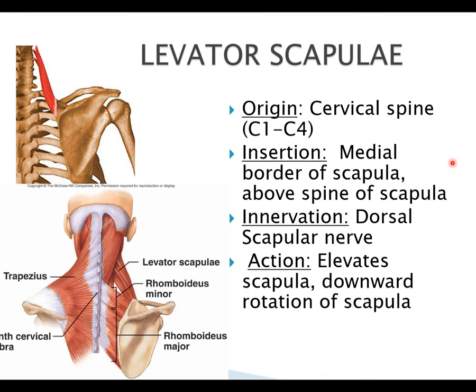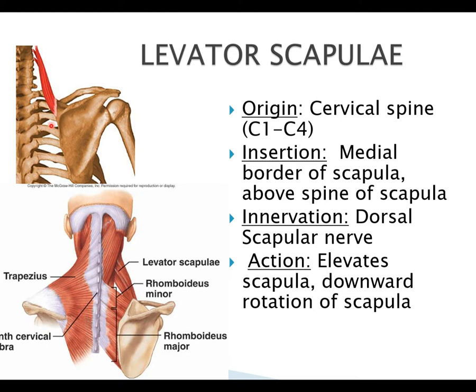Your levator scapulae is not a very large muscle. It's not going to help all that much with stabilization, but it is going to cause a lot of movement of the scapula. This one is going to start up on the cervical spine, C1, 2, 3, and 4. So it's going to have slips that originate on C1, 2, 3, and 4. And then it's going to insert on the superior medial border of the scapula. I would say it's the superior angle of the scapula is where the levator scapulae would insert.